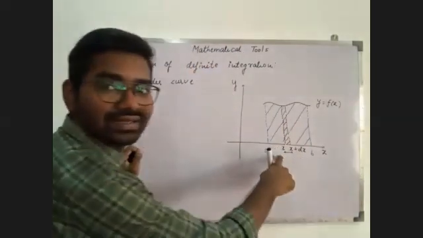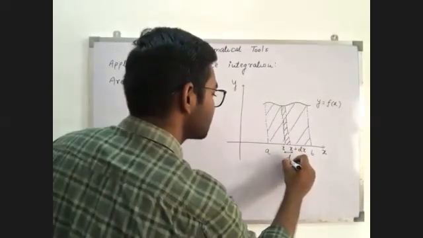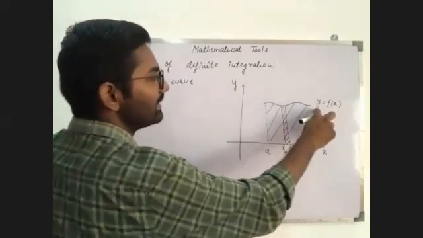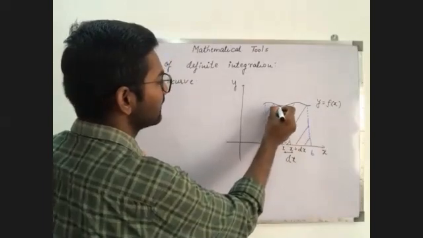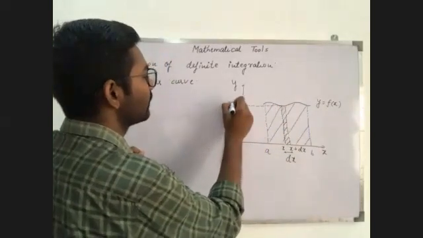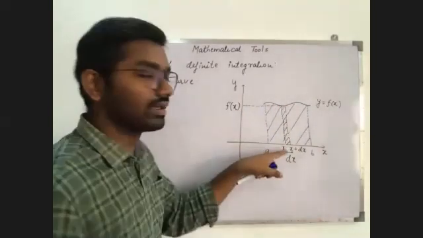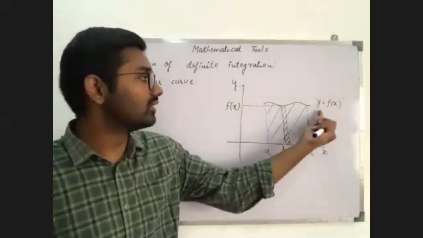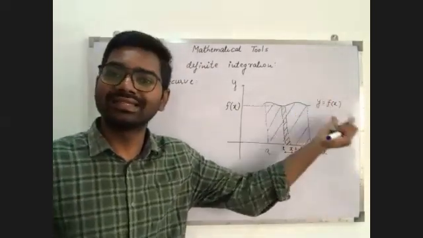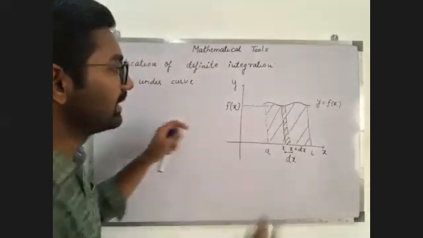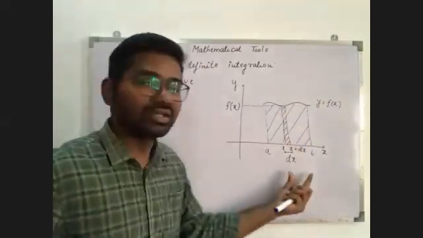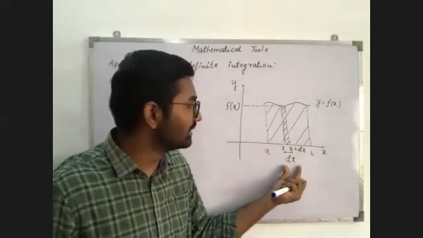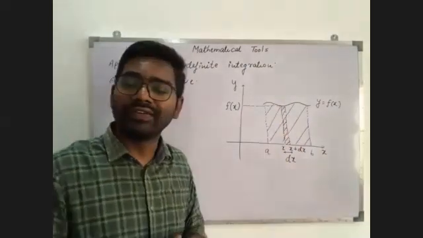X plus dx and x, the difference is dx. And y is equal to f(x). So when I put the value, can I say that this value is nothing but f(x)? When I put the point x, I will get the value of the function y as f(x). So can I say that the area, if you look, is nothing but a rectangle which has the width dx and the length f(x).